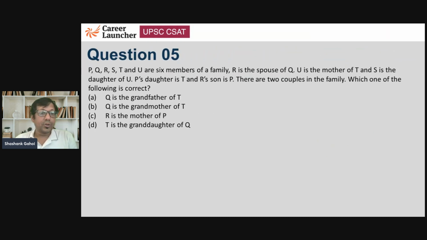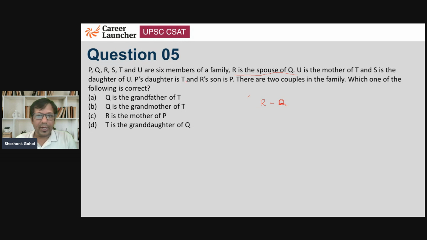It says that P, Q, R, S, T, U are 6 members of a family. R is the spouse of Q, so R and Q are a couple. But spouse doesn't mean a wife or a husband, it can be either a husband or wife. So I don't know the gender of R or Q. In questions of blood relations, knowing the gender is important, but this statement is not telling me anything about the gender.